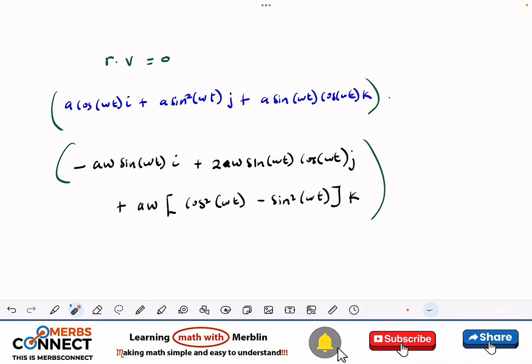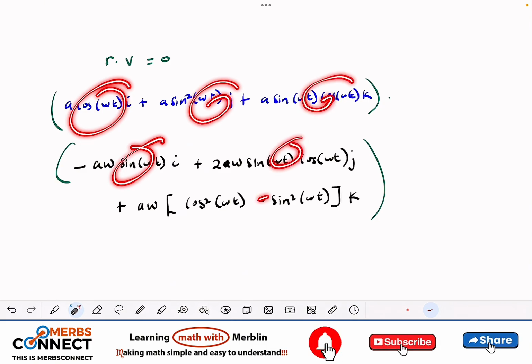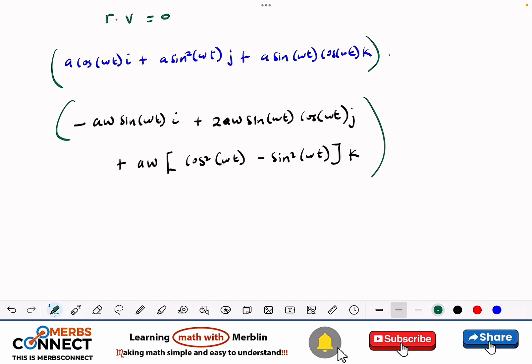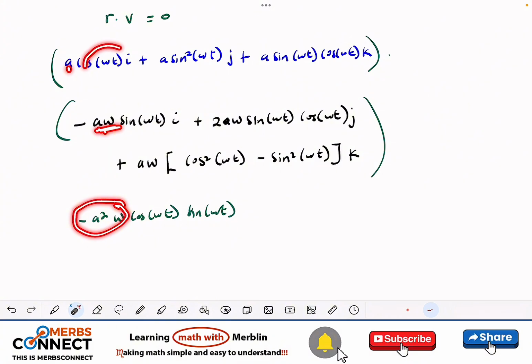So with dot product, we multiply i to i, j to j, and k to k. So let's do that. i to i is going to give us minus a squared omega cos omega t sine omega t, right? So I just multiply this and this, giving us this, and then cos and sine is going to give us this.